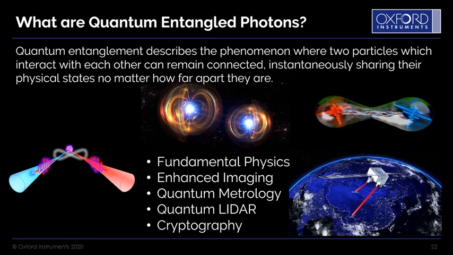What are quantum entangled photons? Quantum entanglement is a phenomenon where two particles which interact with each other can remain connected, instantaneously sharing their physical states no matter how far apart they are. Quantum entangled photons show up in many areas like fundamental physics, quantum metrology, and cryptography, but I'm going to show an example about how they can be used for enhanced imaging.